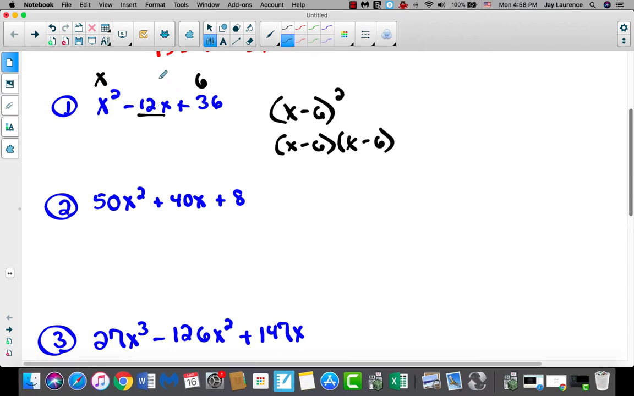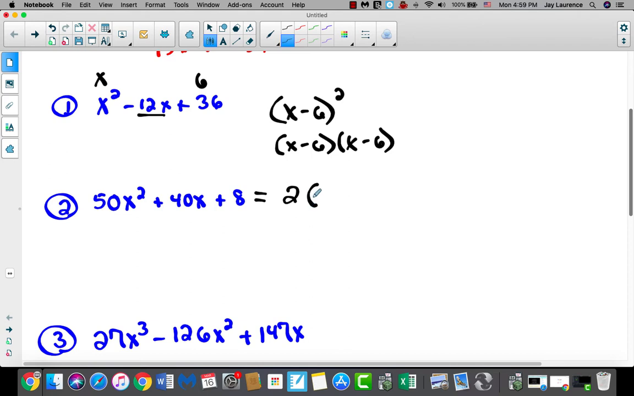Okay, now you might look at number 2 here and say, well, 50 is not a perfect square. I can't do it. Au contraire, mon frère. There's a GCF hiding in here. What's the GCF of 50x squared, 40x, and 8? Well, it's 2. I'm going to factor out the 2. I don't throw it away. It just gets pulled out. And now I'm going to have 25x squared. It's a perfect square. 40x plus 4.